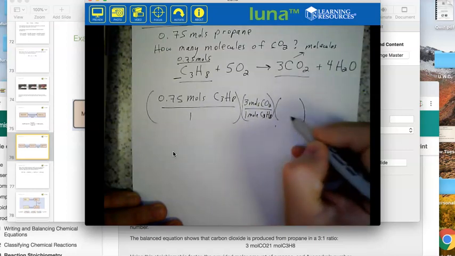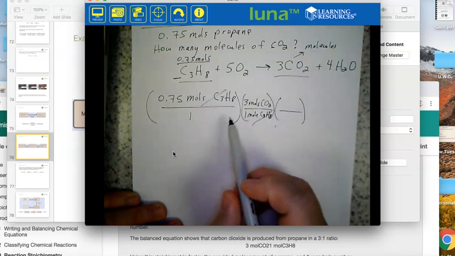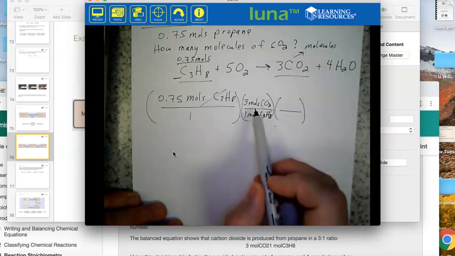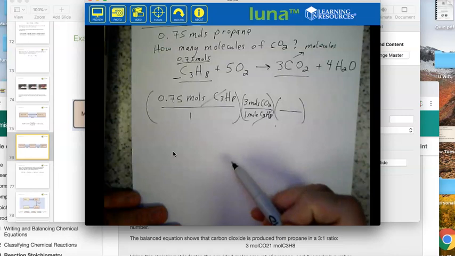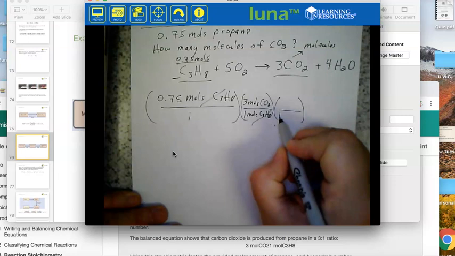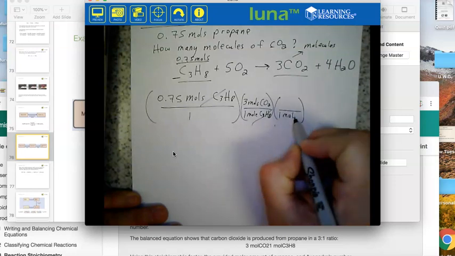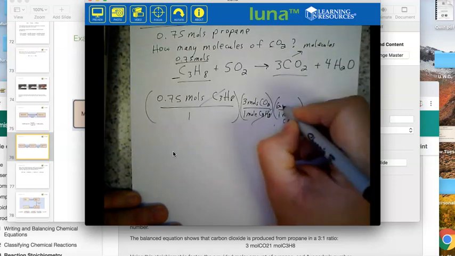All right, so my units here are going to cancel for moles of propane. Now I have moles of carbon dioxide. Now I need to convert moles of carbon dioxide to molecules of carbon dioxide using Avogadro's number. So 1 mole of CO2 is equal to Avogadro's number, 6.02 times 10 to the 23rd.